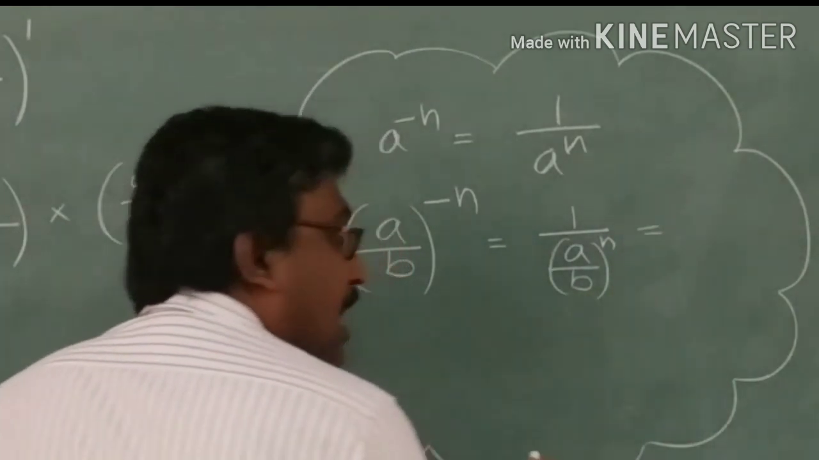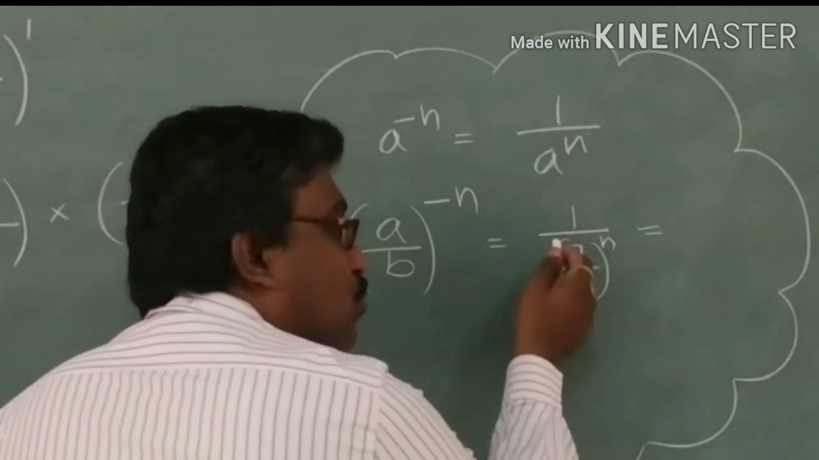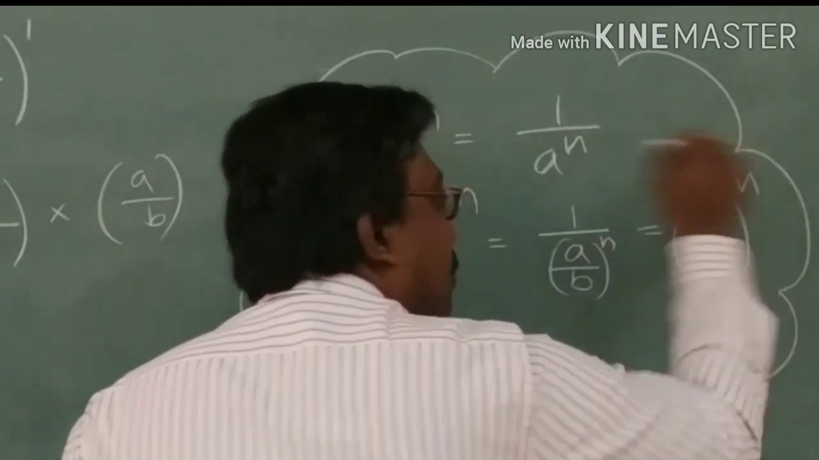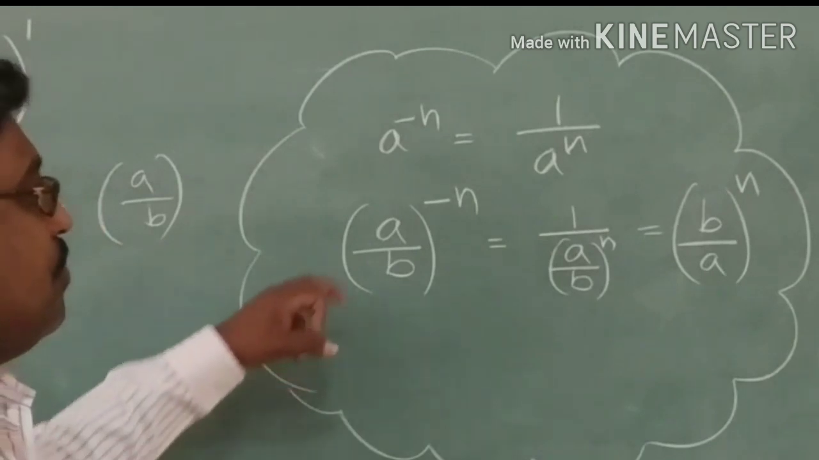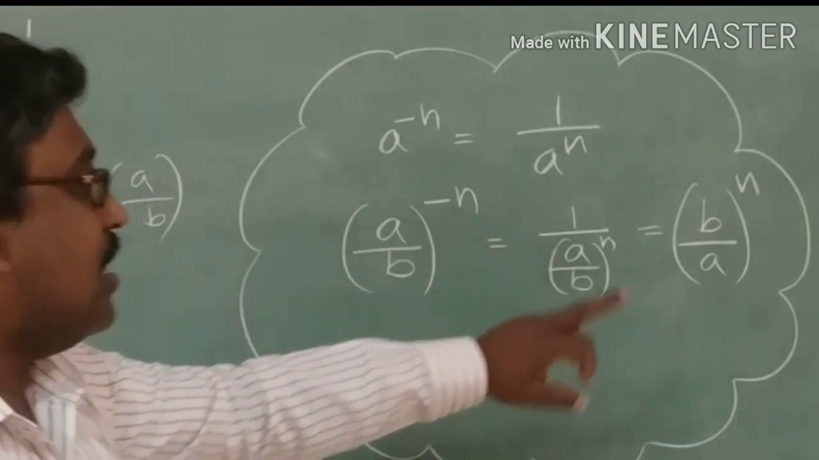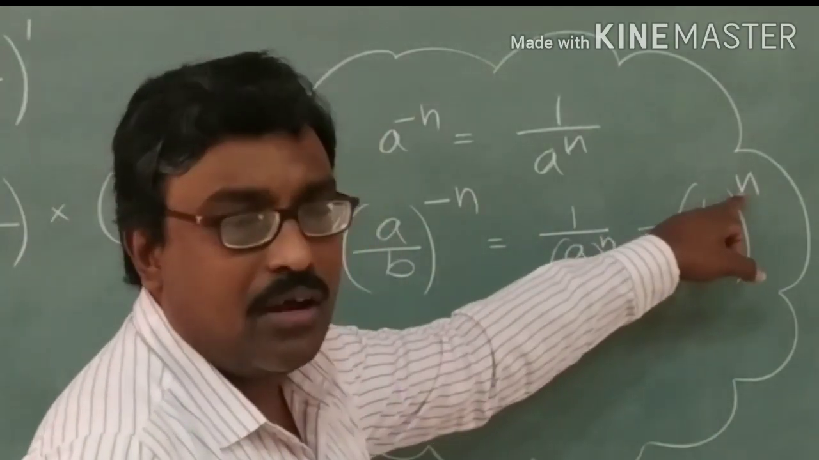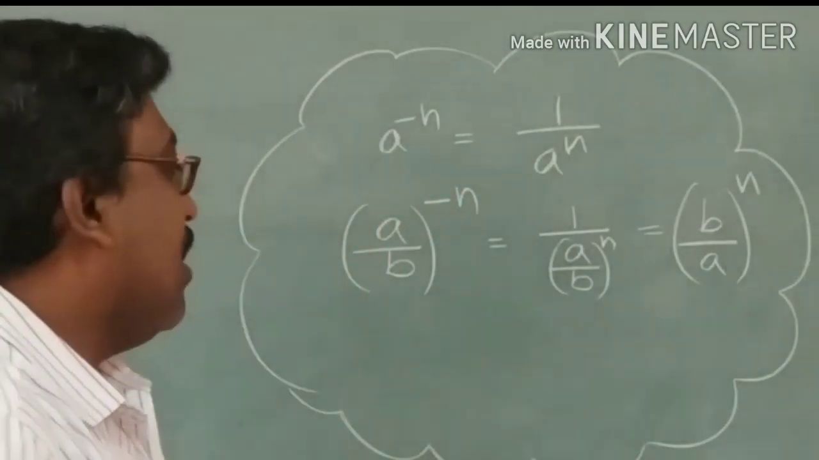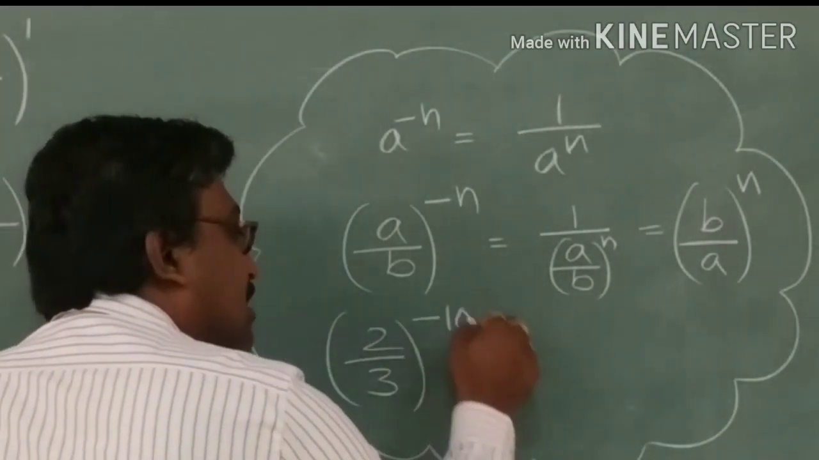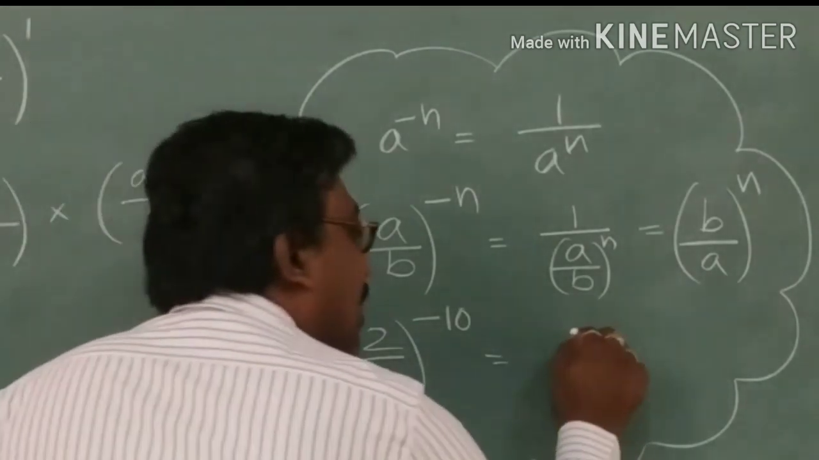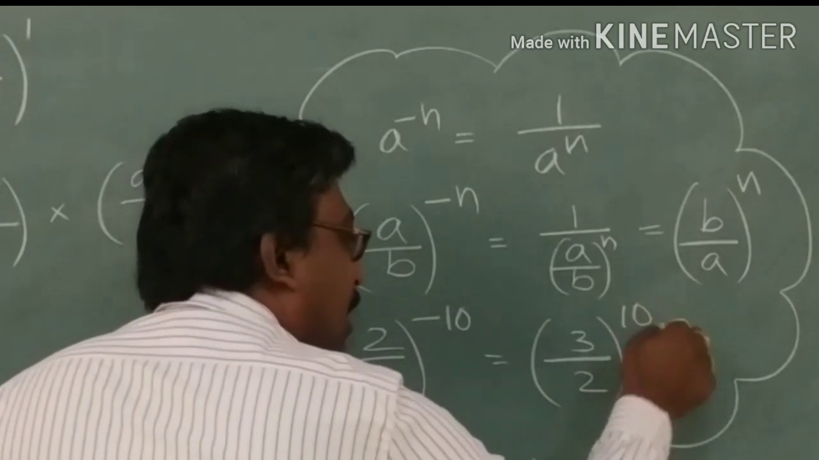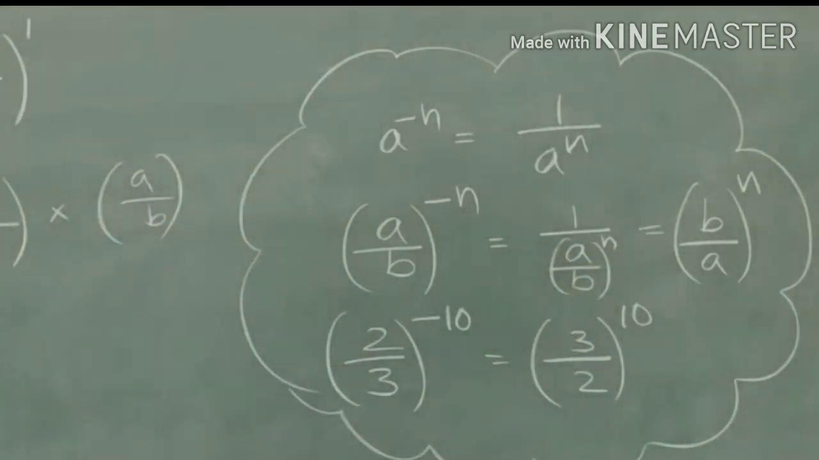Then this can be written as 1 by (a/b), which can be written as (b/a) to the power of n. That means (a/b) to the power of minus n can be written as (b/a) to the power of n. That means if (2/3) to the power of minus 10, then it can be (3/2). The fraction will be reciprocal and the power will be positive.